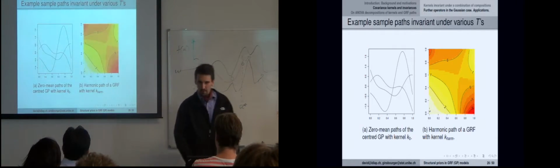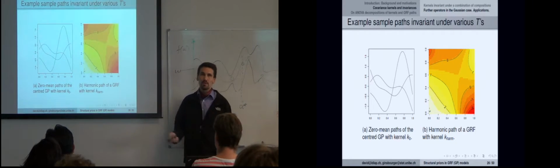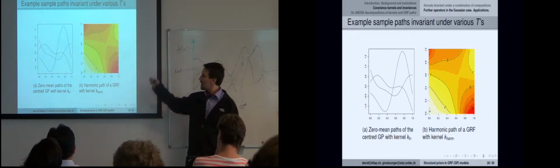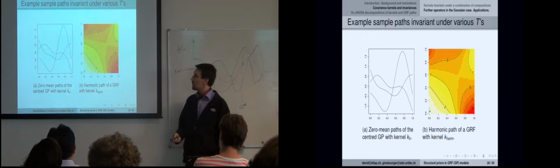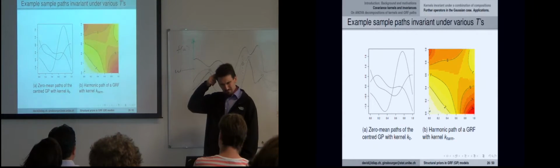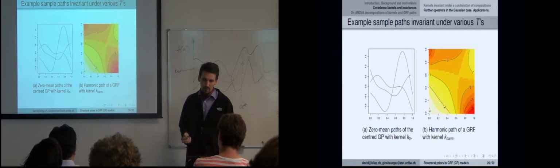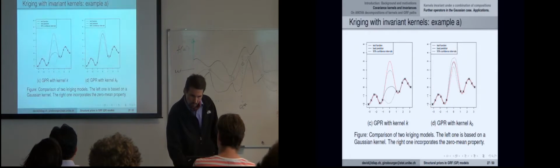So a couple of examples. Here we have simulated some paths with zero integral just by playing on the kernel. And here we have simulated the paths of a harmonic GRF. There are some nicer images coming up, hopefully, in the paper we are revising at the moment.